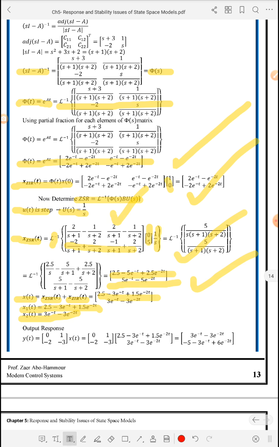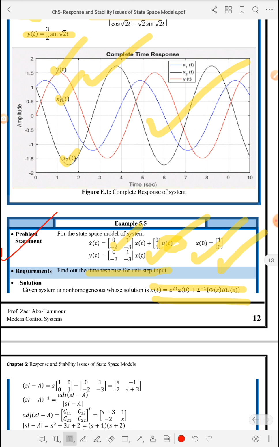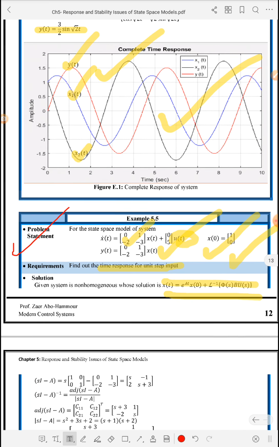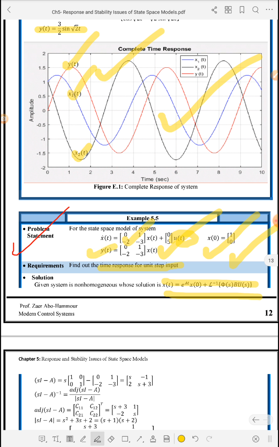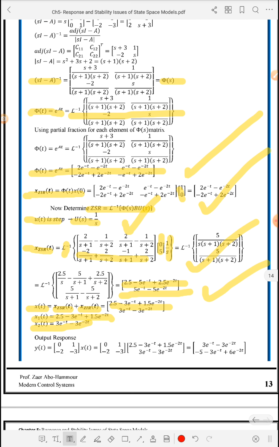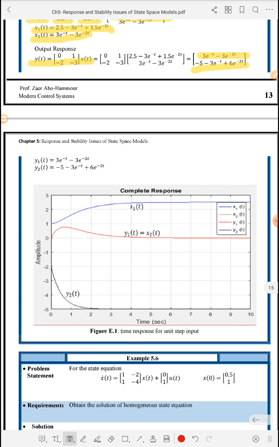If we go back to the problem statement, we see that we have two outputs for this system. If we pay attention to y of t, it contains two rows. This means that we have y1 and y2, and if we perform the calculations, we will obtain this formula, and this is y1 and this is y2. y1 is given in this equation, y2 is given in this equation, and this is the overall response of the system. This is y1, which is equal to x2, and this is y2, and here also x1 of t is given.